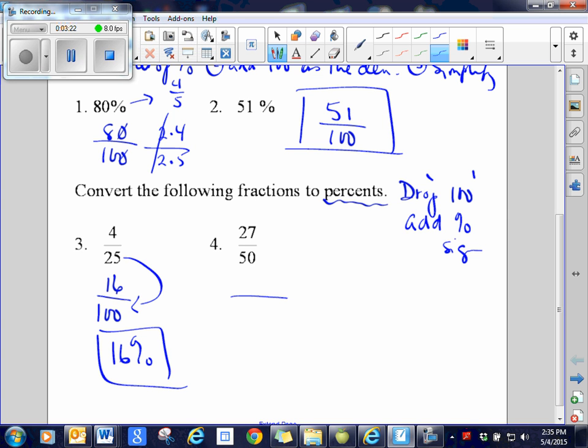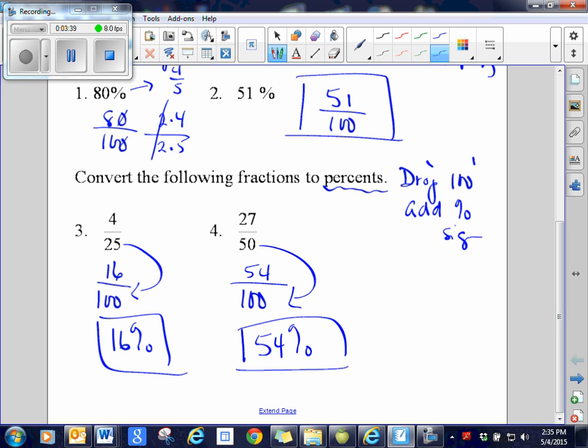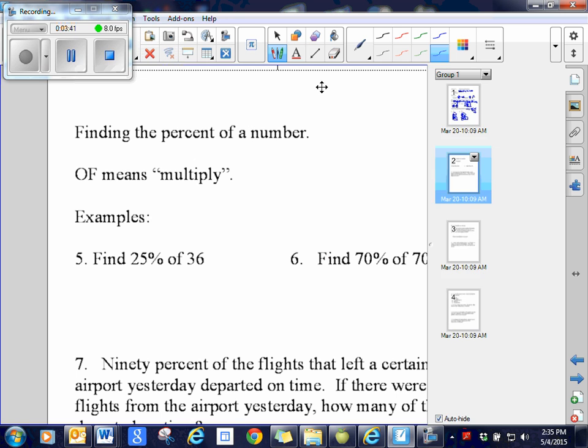This one is pretty straightforward because you can get from 50 to 100 by doubling it. So if I double 27, I get 54. If I drop the 100 and just write the 54 and add the percent sign, I am finished with that problem. Pretty easy, right? Right.